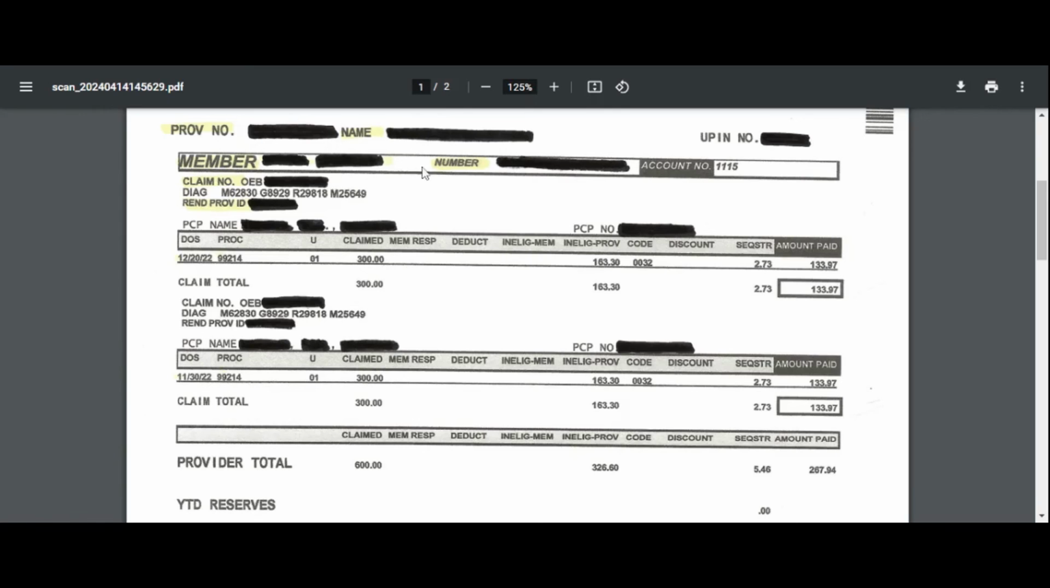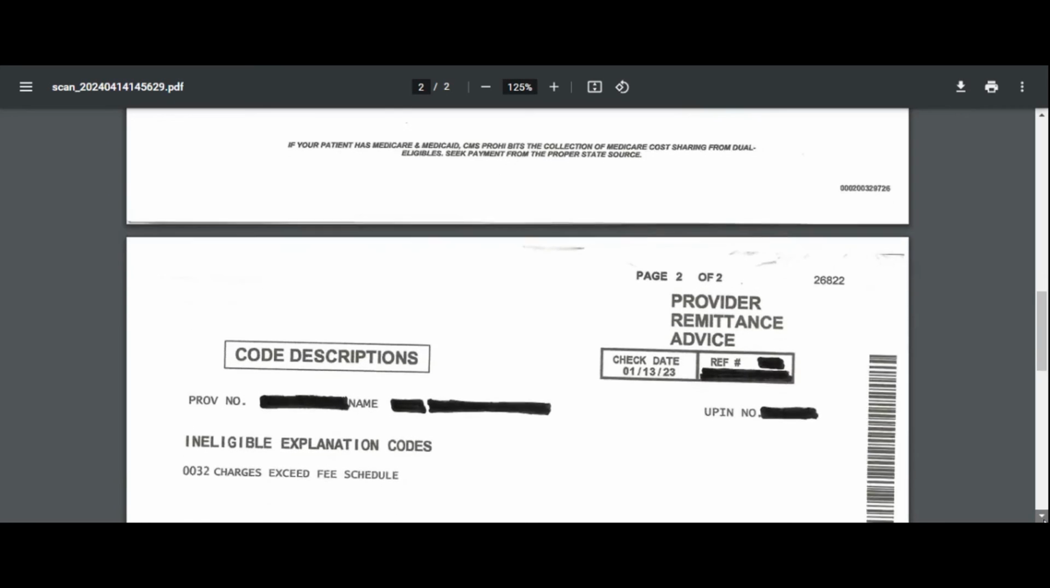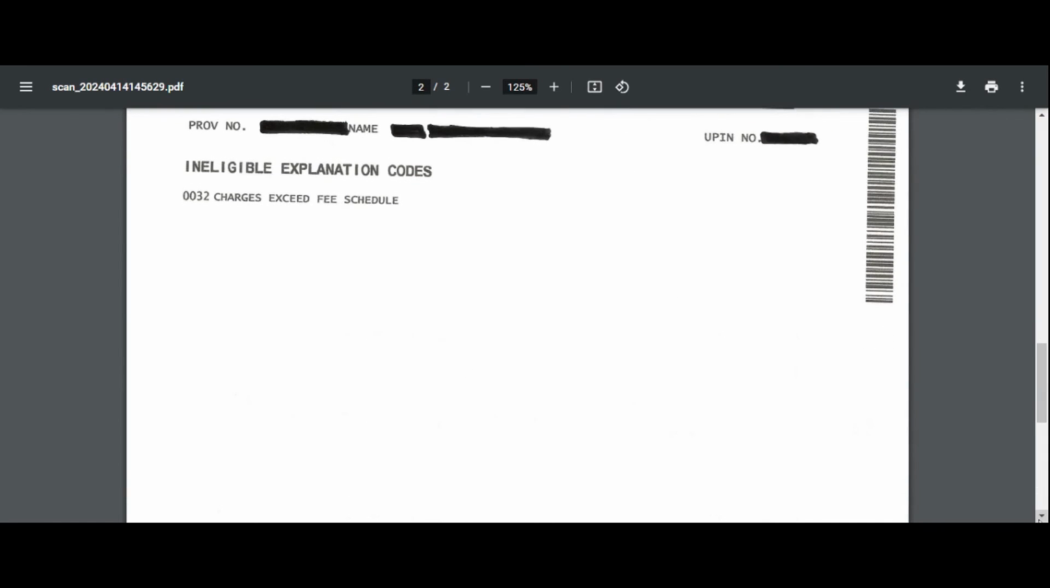In this case, we have two claims, and they just happen to be the same member. If the member was different, then you would have seen another section that said member number, account number for this claim, so that you can see who it applies to and where to post it in the account. And then we have the last page, which shows you the codes about how they process the claim.